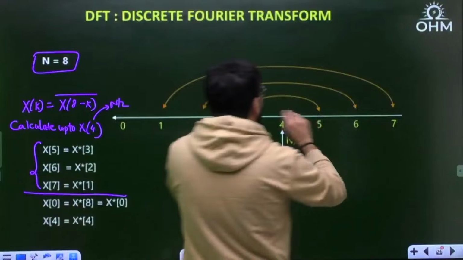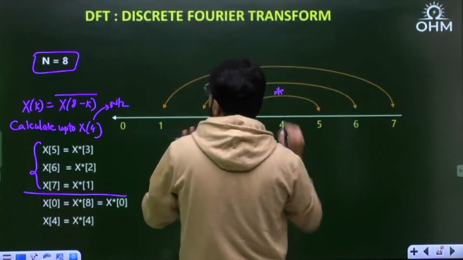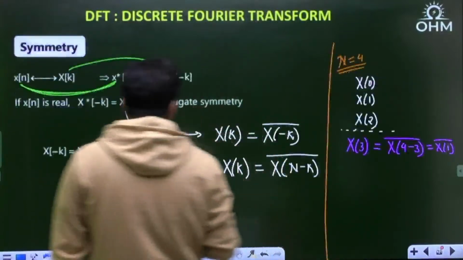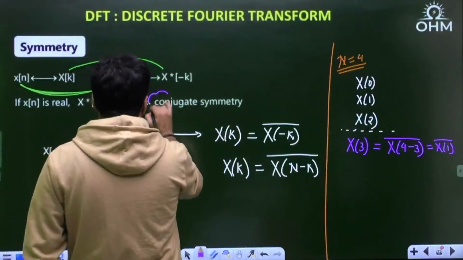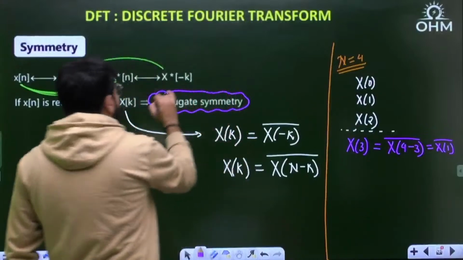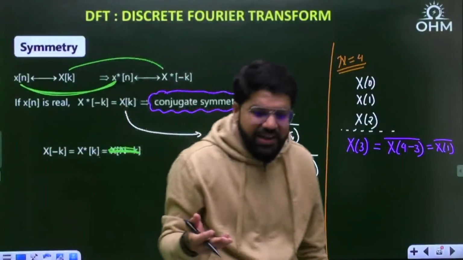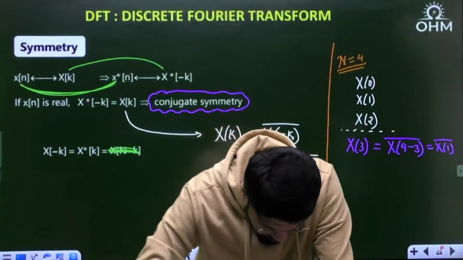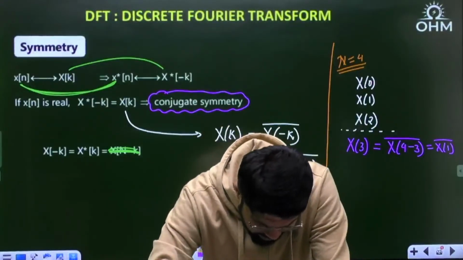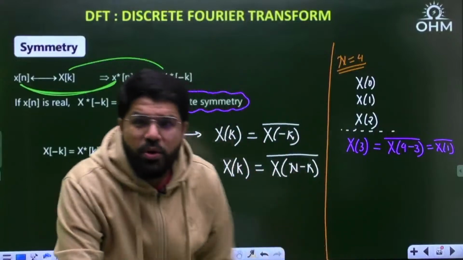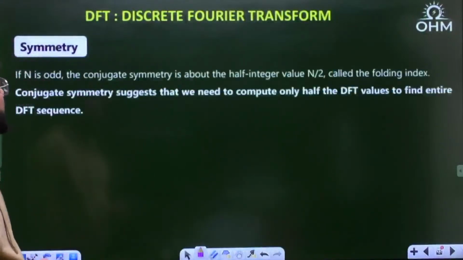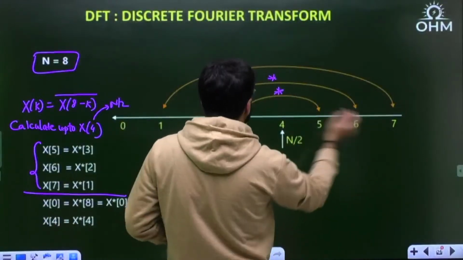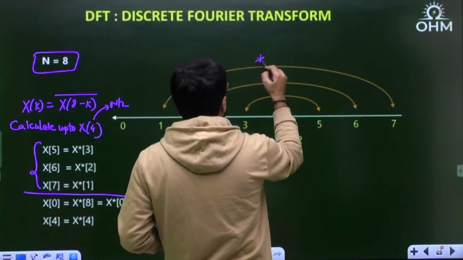Okay, x3 and x5 are not equal but are conjugates of each other. That is why I call this property the conjugate symmetry property. The values on the left and right are not exactly equal but are equal to the conjugate of each other, right? Clear everybody? Similarly, x6 is equal to the conjugate of x2 and the 7th value is the conjugate of x1.